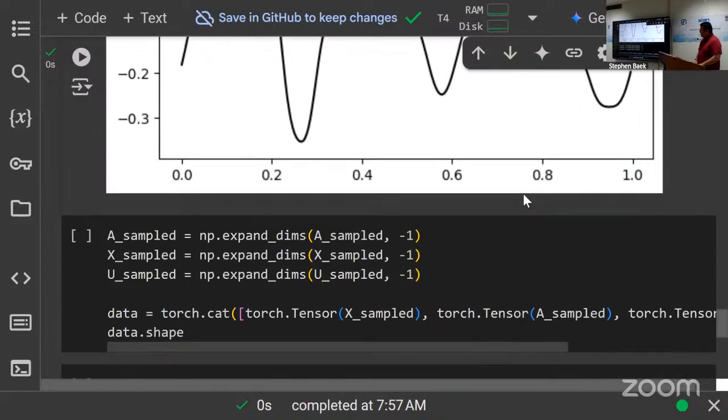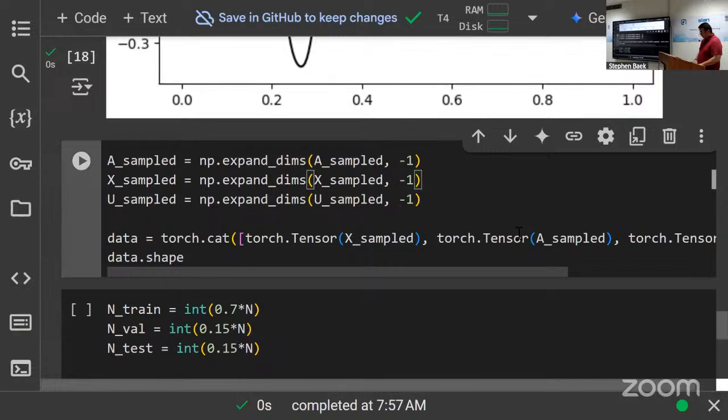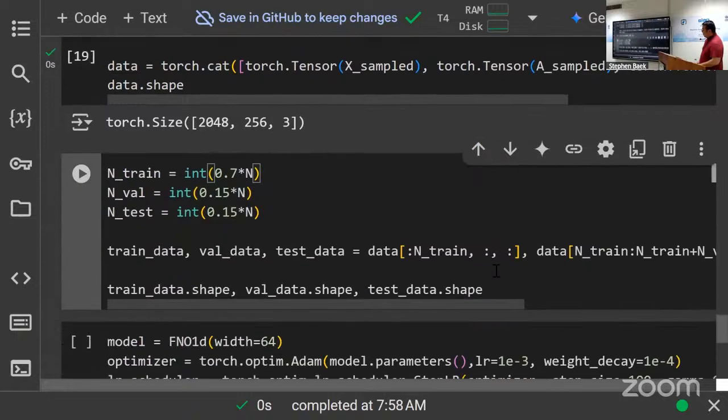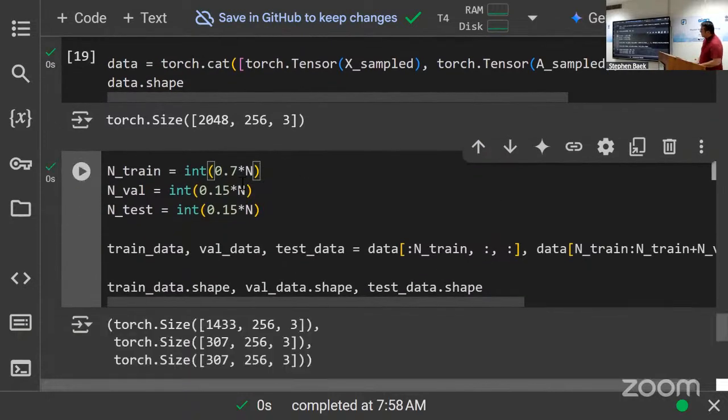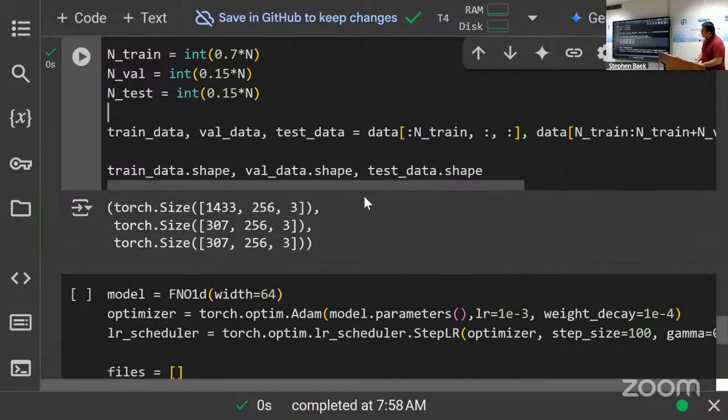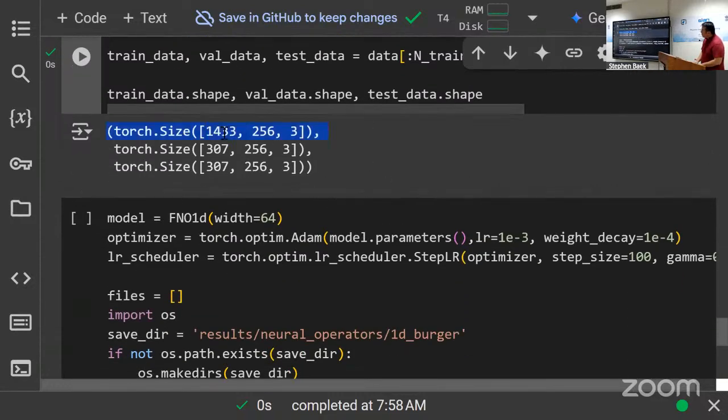And our goal, obviously, is to train the neural operator to make such a prediction. So here I split the data set into 70% for training, 15% for validation. So the validation data set is for monitoring the training process. And then another 15% of the data set is set aside for the final evaluation of the result. So in terms of the total number, the training data set has 1,433 samples, and the validation and test sets have roughly 300 samples.